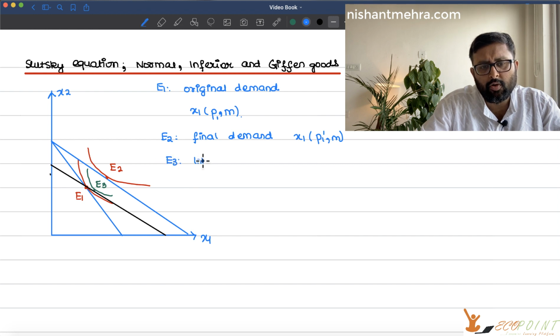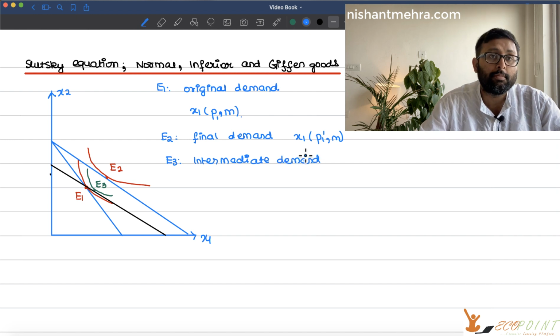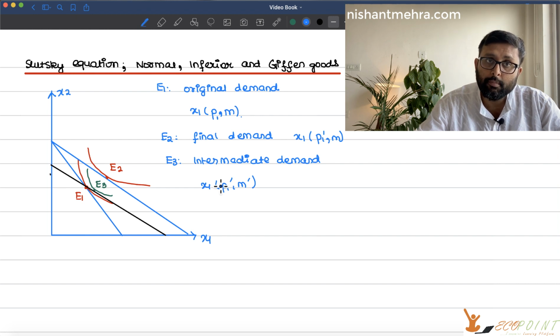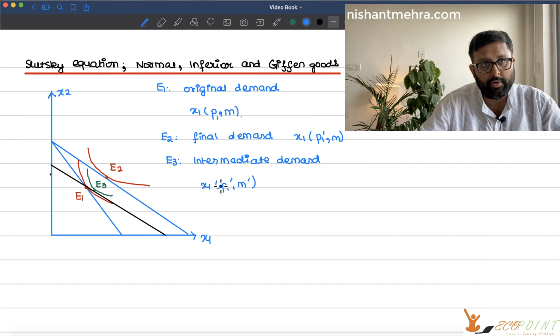So E3 you can call an intermediate demand. This is when you're keeping the purchasing power constant. So this is X1 P1 dash M dash, right? This is the intermediate demand. Intermediate demand is when the prices are changing but purchasing power is being kept constant. This is M dash. We have discussed all this in the earlier recordings.